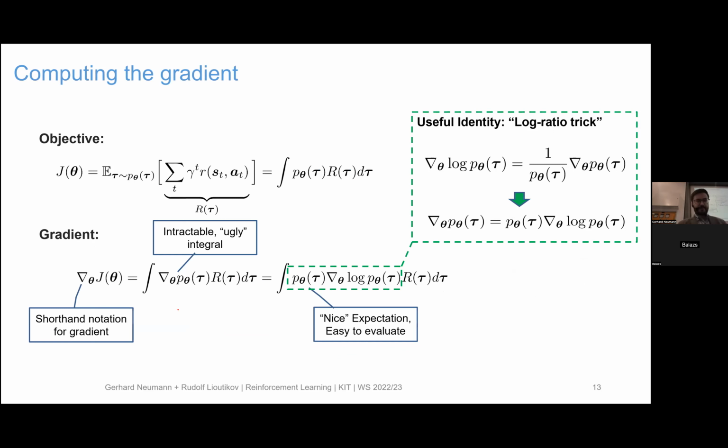So we first have to realize that this expectation is nothing more than an expectation over the trajectory distribution of the return, which is abbreviated here as R of tau, the return of the trajectory. It is the integral of the density, which is the trajectory distribution, times the return. That is the definition of an expectation. Now I want to compute the gradient. This is our shorthand notation for the gradient, the nabla operator, the same as dJ of theta over d theta. Same thing.